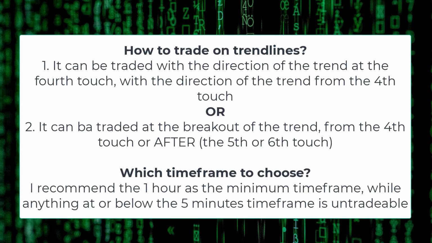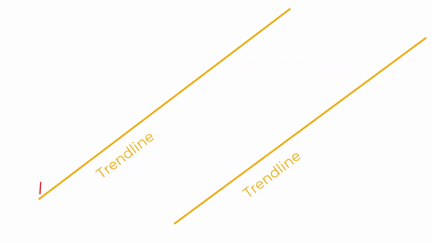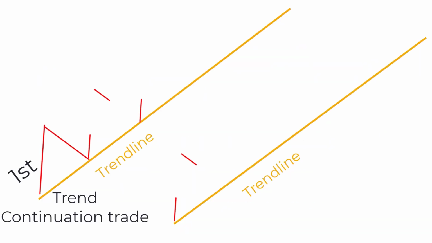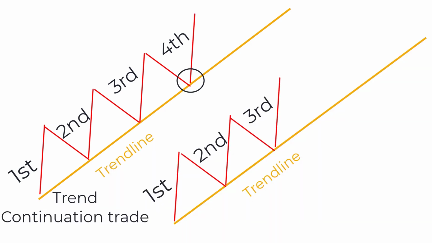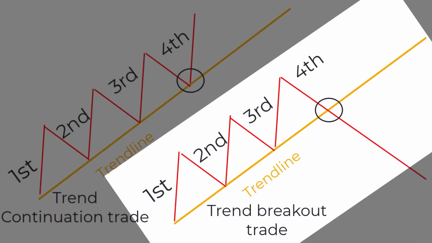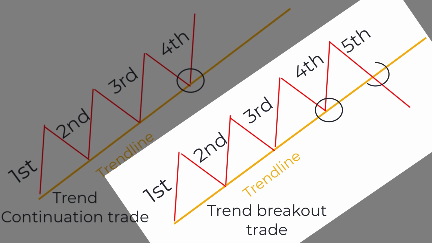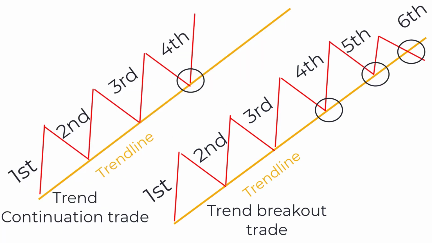Let's go to the charts, where I have collected as many examples as I possibly can, to help you understand how to correctly trade on trend lines, and avoid the common mistakes which many traders could spend many years repeating over and over again. Trend lines can either be traded in the direction of the trend, from the fourth, or it can be traded at the breakout from the fourth, the fifth, or the sixth touch, depending on the market situation.